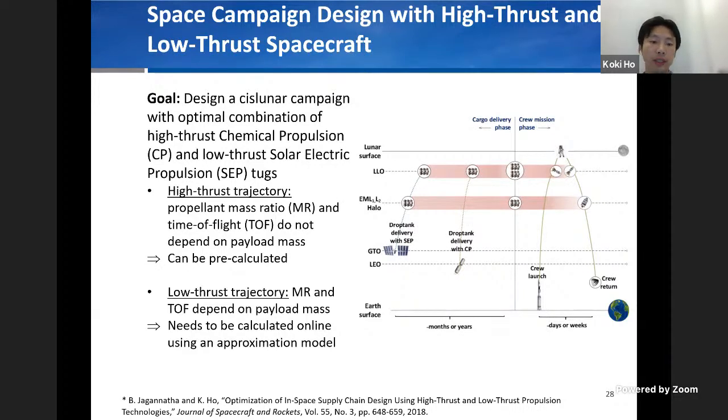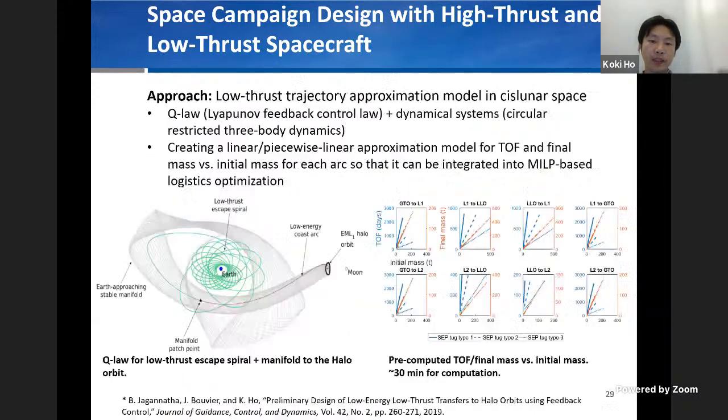Again, I will not talk about all the details, but the idea is really to approximate this low thrust trajectory online. So we're building the network online using an approximation model, instead of using a network that's given from a different module. We're merging the trajectory calculation problem into the mission design, but using an approximation model. One way to approximate, in this case considering the low cislunar region, is to use feedback control, or Lyapunov feedback control, the so-called Q law, together with the circular restricted 3-body problem. Basically, the manifold associated with the halo orbit, and we consider an optimal selection of the patch point that patches the Q law solution and this manifold.